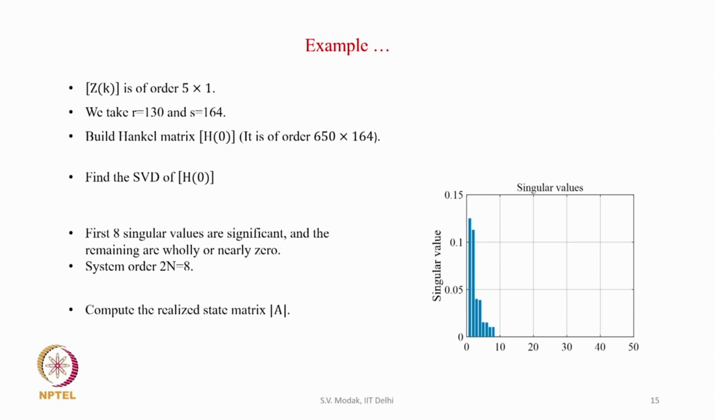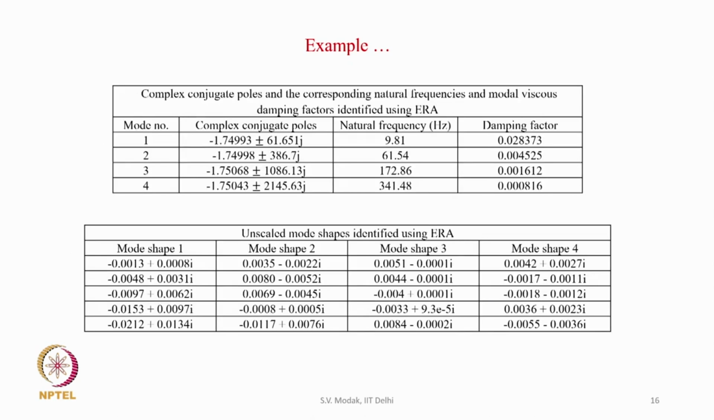Now we compute the state matrix A from the expression we derived earlier, and then we find the eigenvalues and eigenvectors of A, and from that we find the eigenvalues and eigenvectors in continuous time. In the first table, the first column shows the pairs of complex conjugate eigenvalues or poles we got. The second column shows the estimate of the natural frequency from the poles, and the third column shows the modal damping factor for different modes. And then we also get the mode shapes corresponding to these poles, which are shown in this table.